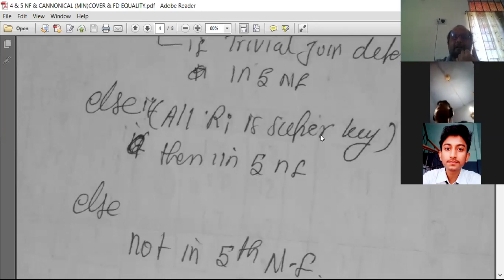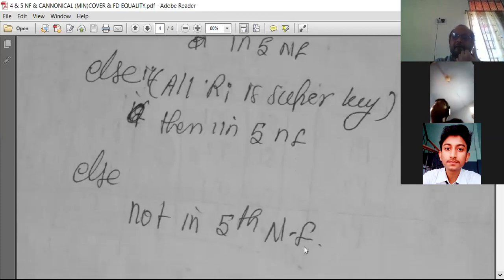If every Ri is a super key, that means if the left side of the functional dependency is a super key, then the table is in 5NF. Suppose I say A determines B, and if A is a super key, then it is in 5NF. If the left side attribute is a super key, the table is in 5NF. Otherwise, the table is not in 5NF. These are the conditions for 5NF.